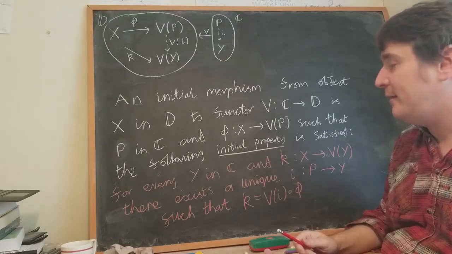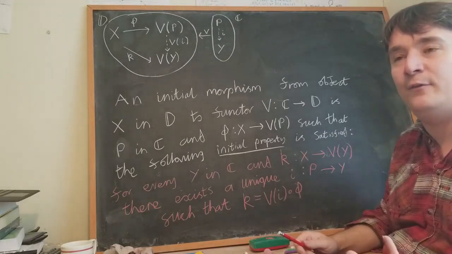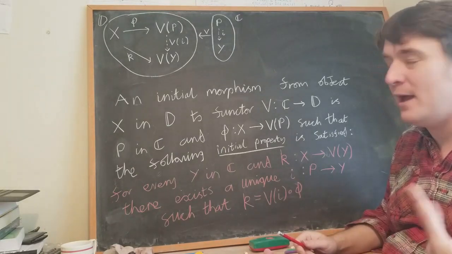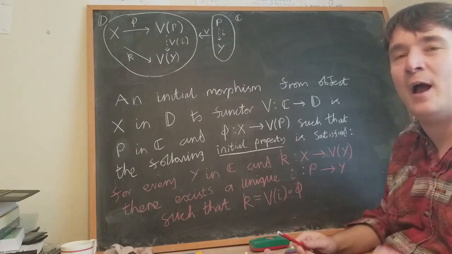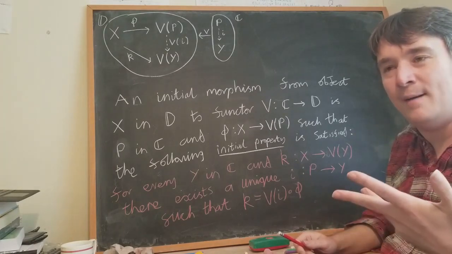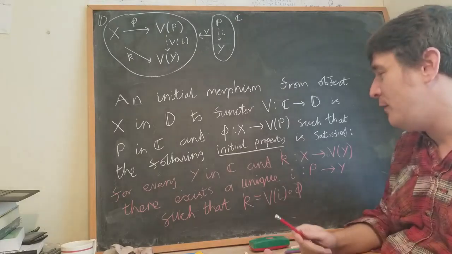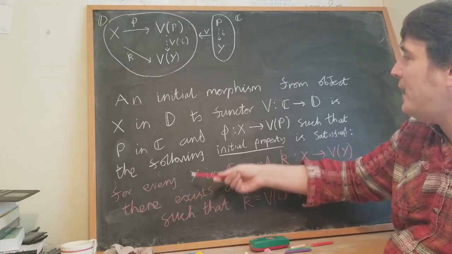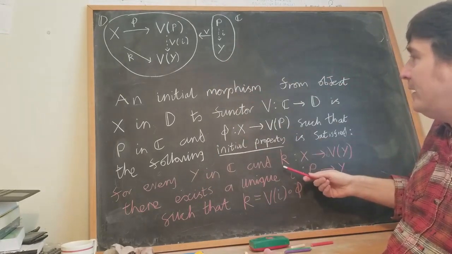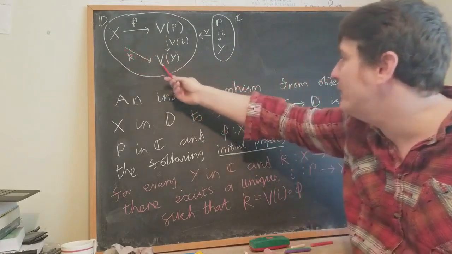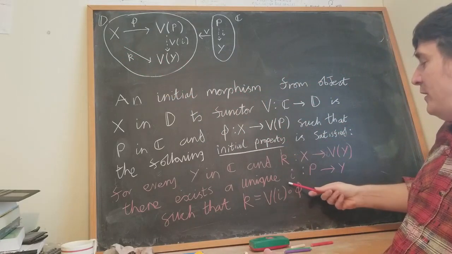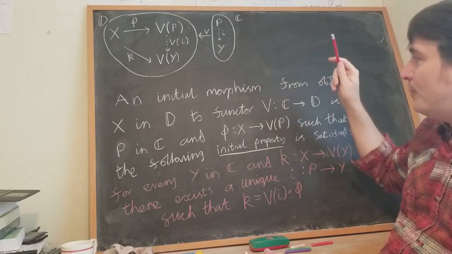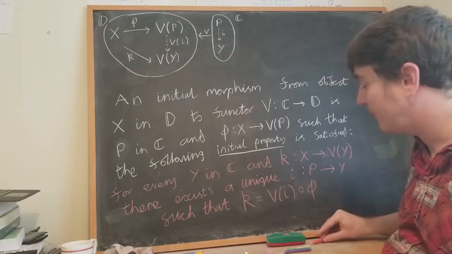It basically says that for any other thing like this, its effects can be replicated by a unique intermediary arrow. It's the same kind of deal that we saw with products earlier on. So basically what we're saying is that for every object Y in C and every arrow k in D, which goes from X to V of Y, there's going to exist a unique arrow from P into Y, which has the property that it makes this diagram commute.